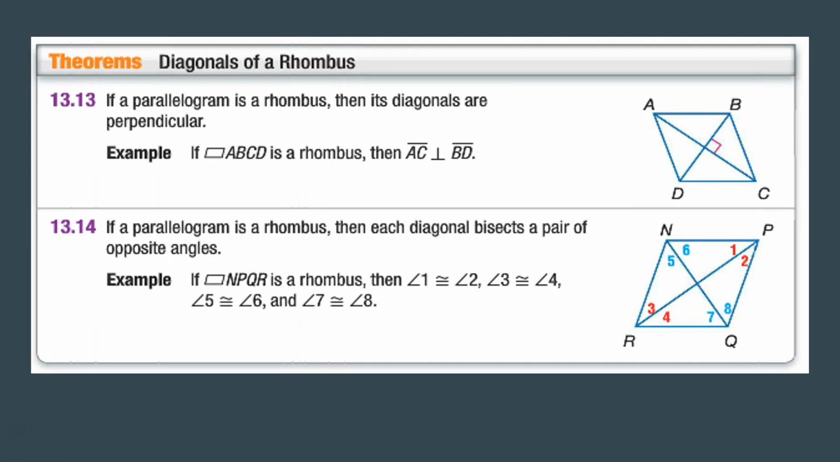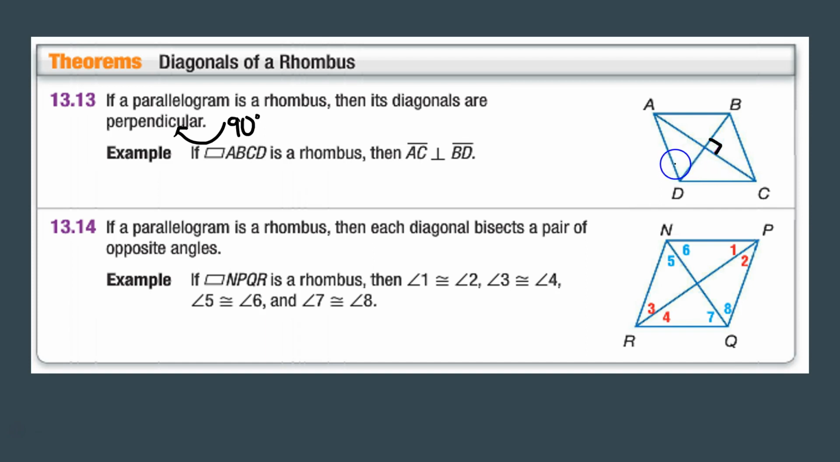Then we have diagonals of a rhombus. If a parallelogram is in fact a rhombus, then its diagonals are perpendicular. When I'm saying perpendicular, remember, we're talking about making a 90-degree angle. So, as you can see here, we have rhombus ABCD, and we have AC perpendicular to BD, which makes the 90-degree angle, which means all of these are also 90 as well.